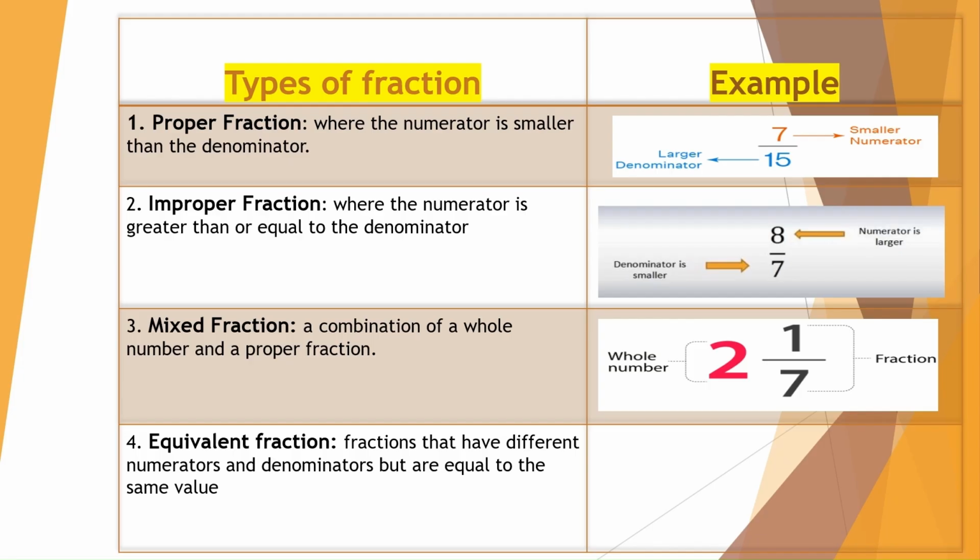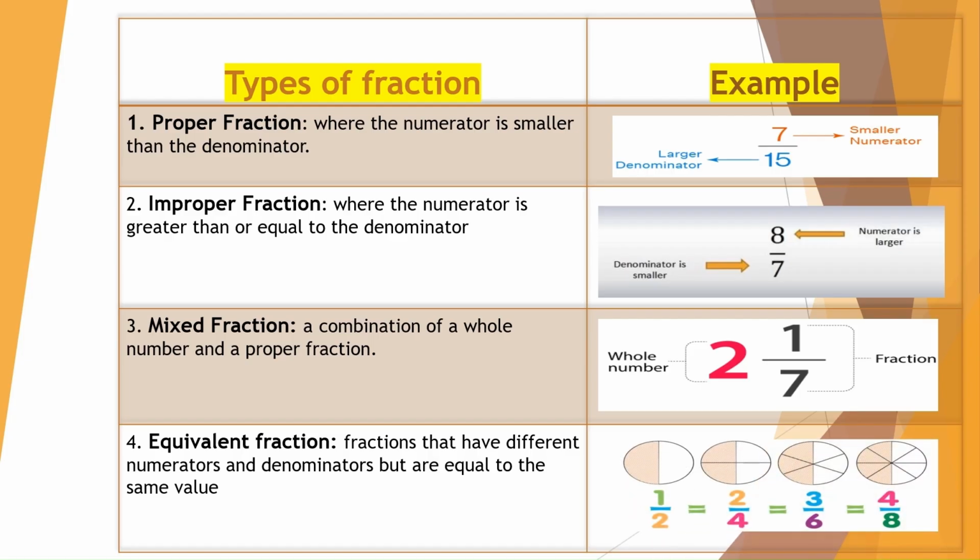Fourth is equivalent fraction. A fraction that has different numerator and denominator but is equal to the same value. In example, we can see that first circle is half shaded and half non-shaded. Second circle has 4 parts, out of 4, 2 are shaded and 2 are non-shaded. And on simplify, we get 1 by 2 only. So 1 by 2 is equivalent to 2 by 4.